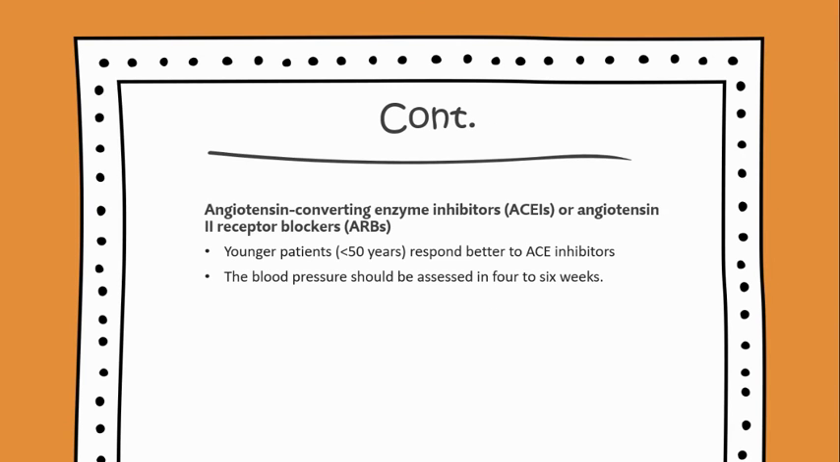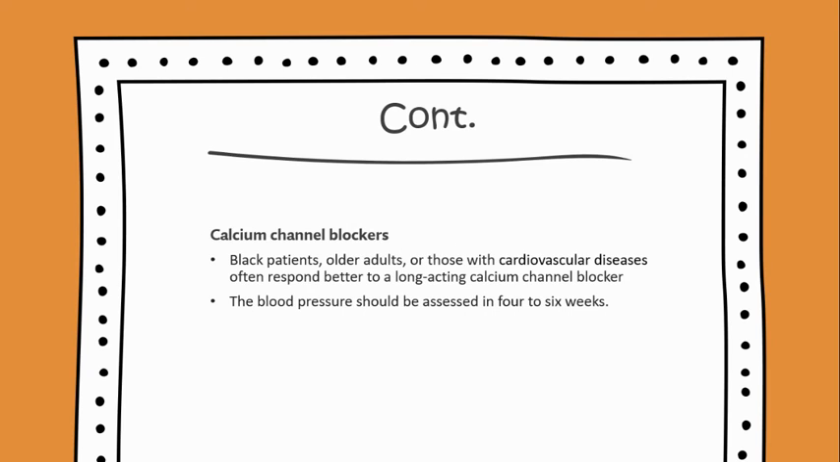Angiotensin converting enzyme inhibitors or angiotensin 2 receptor blockers will be needed in younger patients less than 50 years, as they respond better to ACE inhibitors. The blood pressure should be assessed in 4 to 6 weeks. Calcium channel blockers: black patients, older adults, or those with cardiovascular diseases often respond better to a long acting calcium channel blocker. The blood pressure should also be assessed in 4 to 6 weeks.